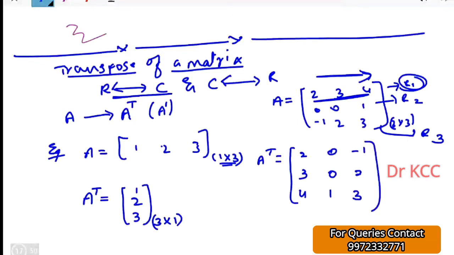Now look at the beauty. We have completely changed the matrix. That is, we have rewritten the matrix by changing rows into columns, or you can change columns into rows, it doesn't matter. So what is the transpose of a matrix? The transpose of a matrix can be obtained either by changing rows into columns or columns into rows.